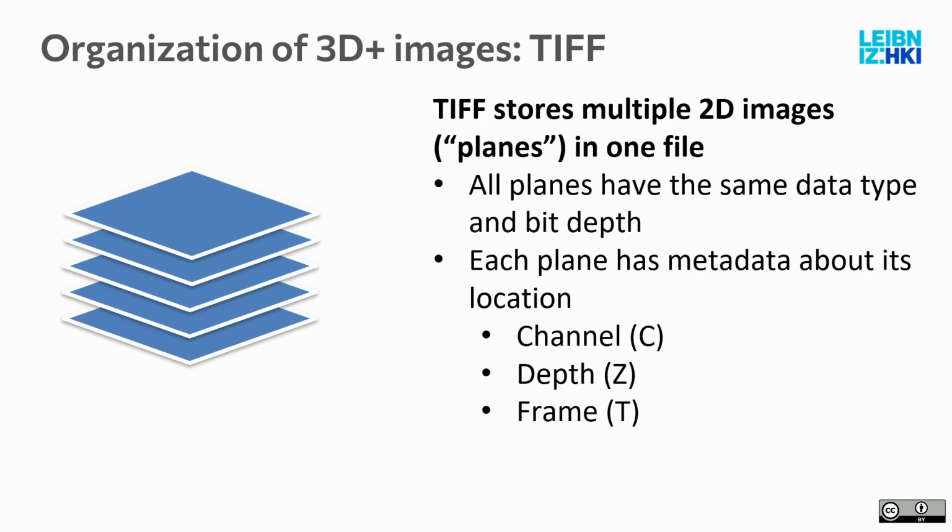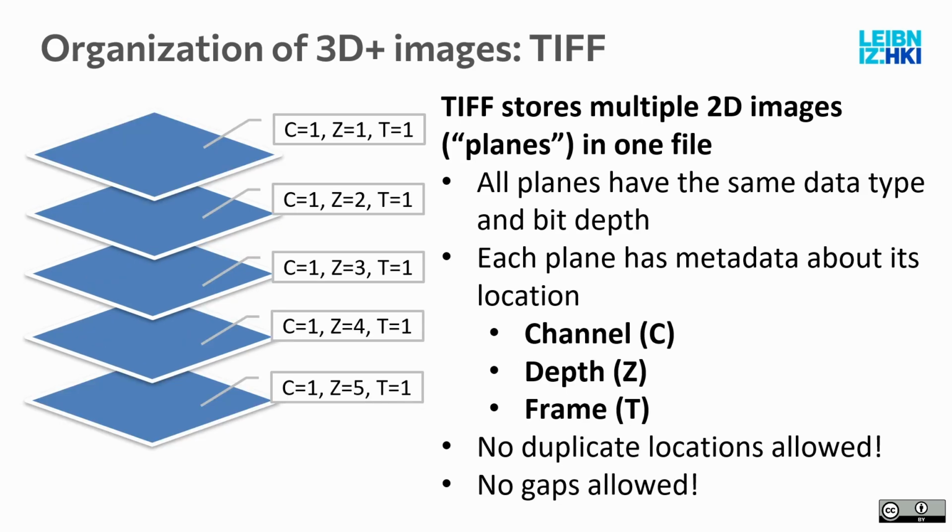And it's just ensured that these planes all have the same data type and the same bit depth. Otherwise, there would be some weird things going on and it's not optimal. And then each plane basically has a little attached metadata about its location in the so-called hyperstack. This metadata specifically is channel, depth, and frame. And this channel thing is funny, I will mention it later on. So for example, I have here one that I always showed on the left side.